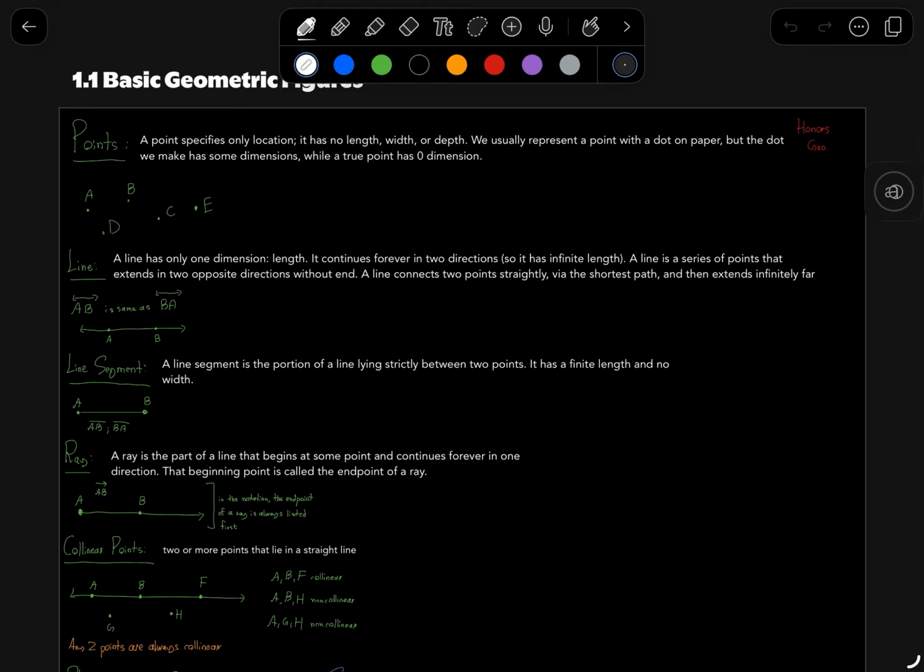So, start with points, right? Now, a true geometric point has no dimension. When we label points on paper, that technically does have some dimension to it, because we're drawing on the paper. But in its true form, theoretically, a point has no dimension.